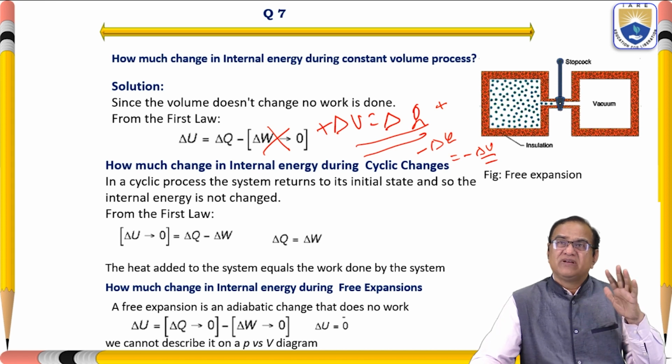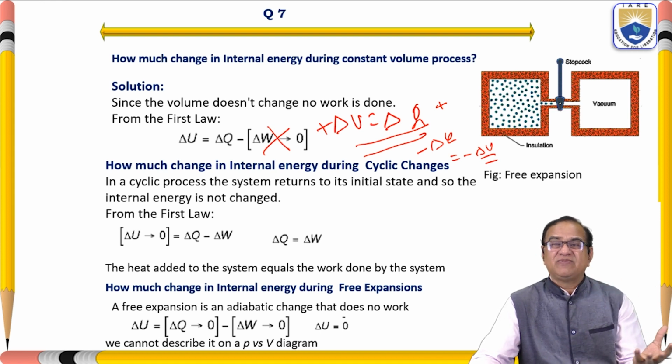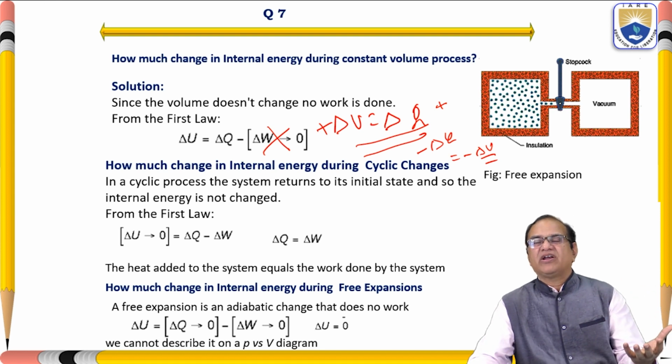So for the constant volume process, there is no work, and the change in internal energy will be equal to the heat added or heat removed.